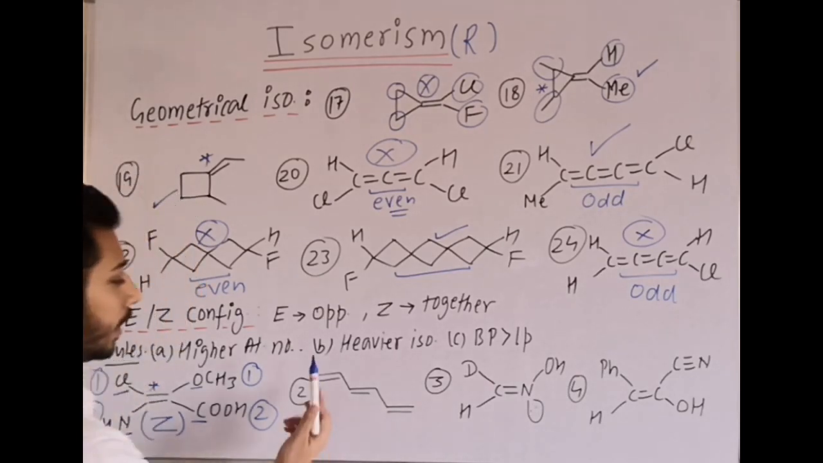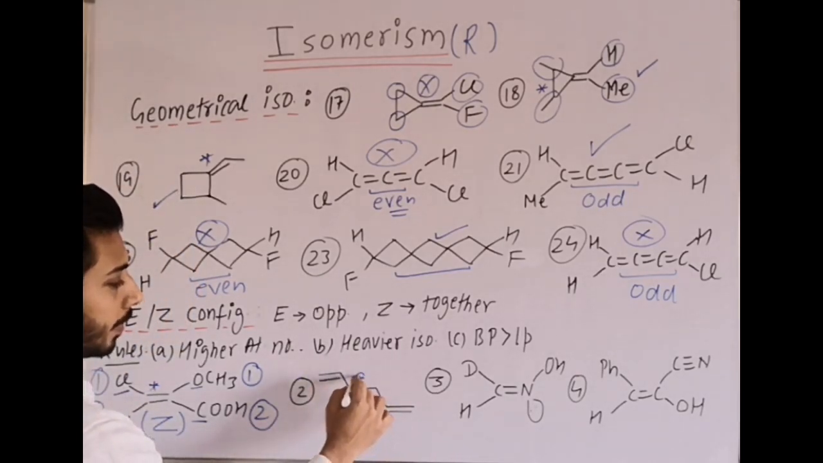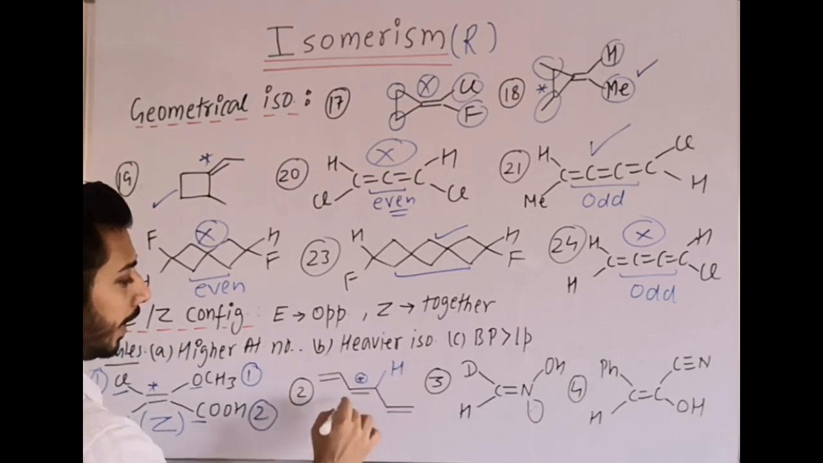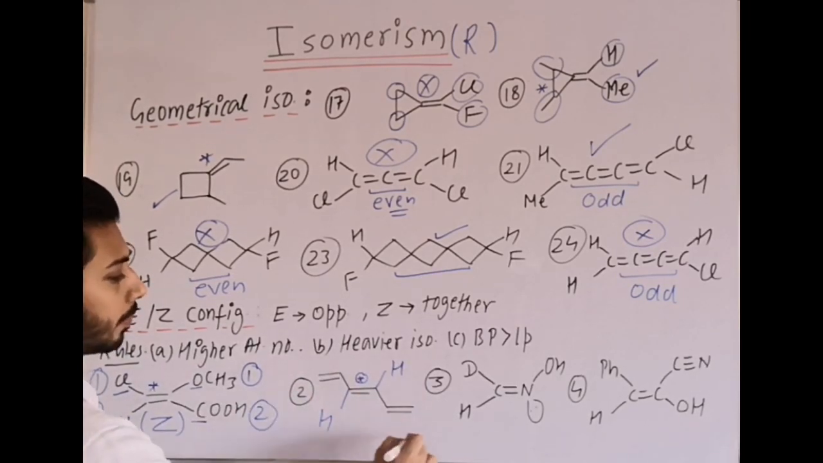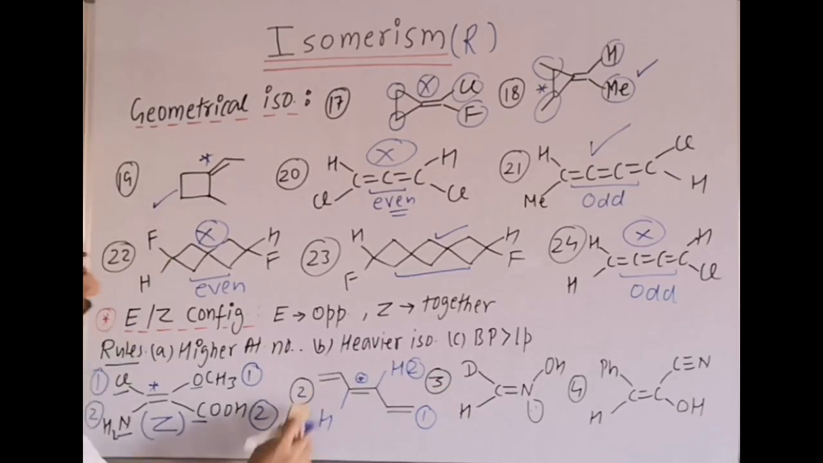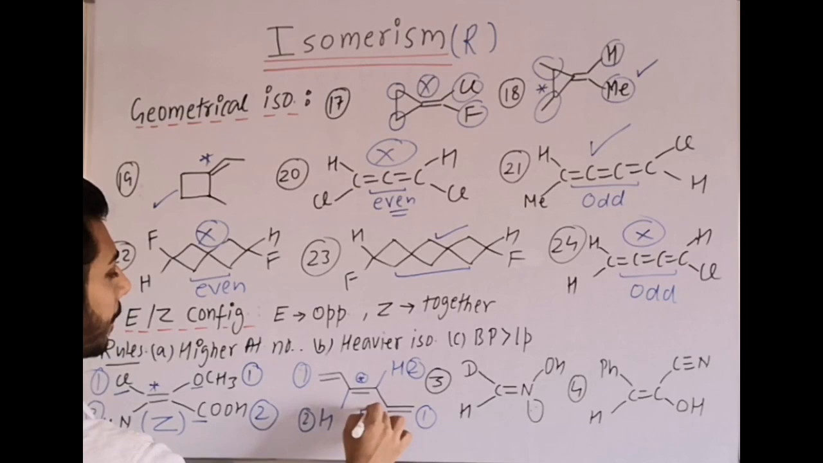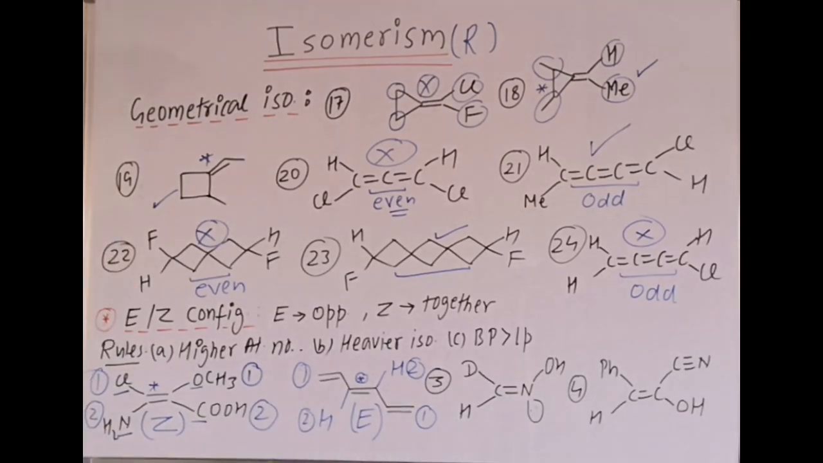In the second example, these two will not participate. It will not show GI, only this one will participate. Now, what are the groups present? H, H. Now give the priority. H and carbon, which is first, 1, 2. Similarly there, 1, 2, so 1 and 1 on the opposite side. E configuration.